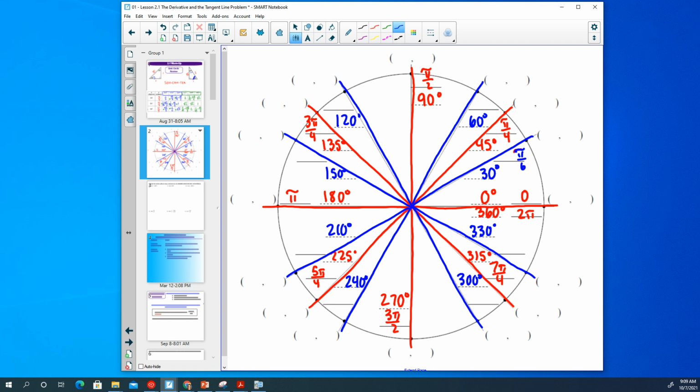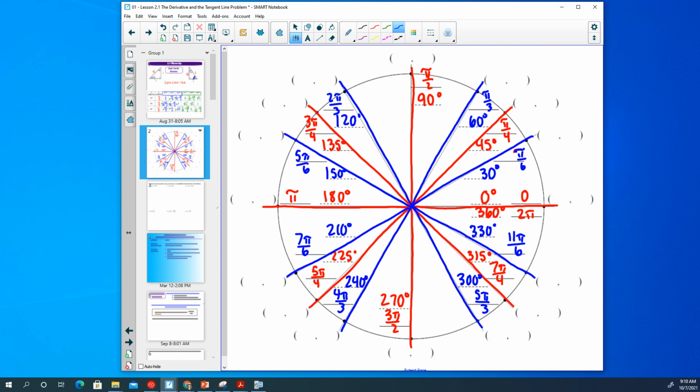Okay, so here's 1/6. So we have 2/6, which is a third. 3/6 is a half. 4/6, which is 2/3. 5/6. 6/6, which is a full. Okay, does that make sense? Add another 6, we got 7/6. 8/6, which is 4/3. 9/6, which is 3/2. 10/6, which is 5/3. 11/6. So 11 pi over 6. And then we got 12/6, which would be 2 pi. Okay, so radians are just fractions.